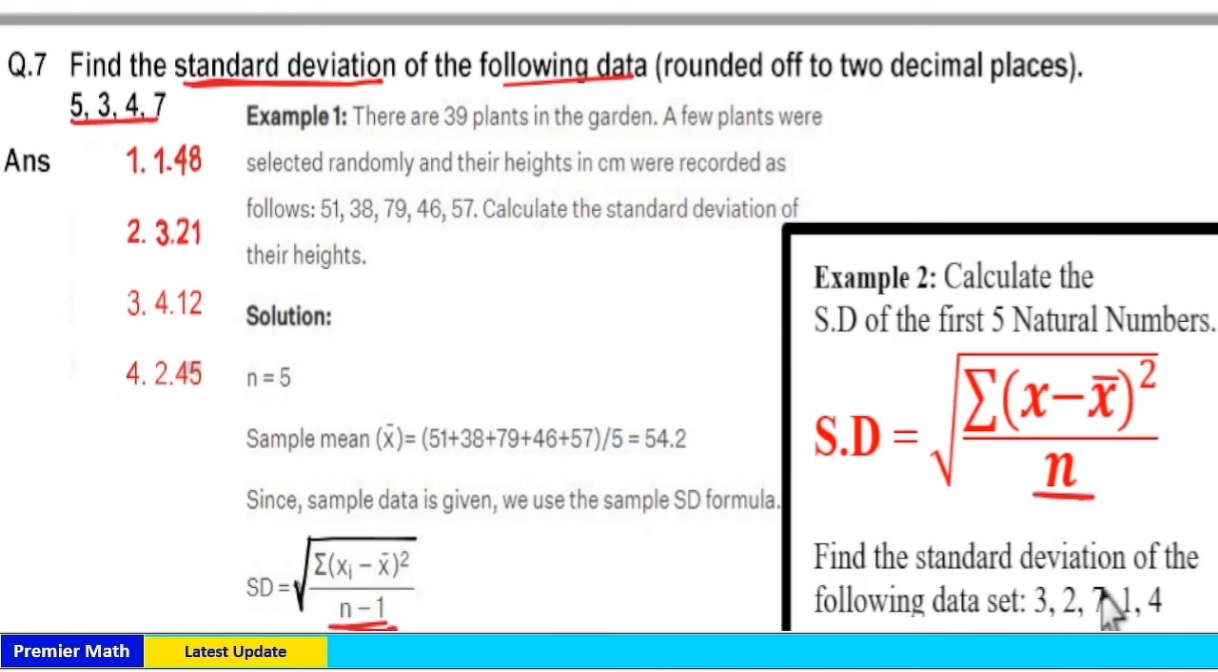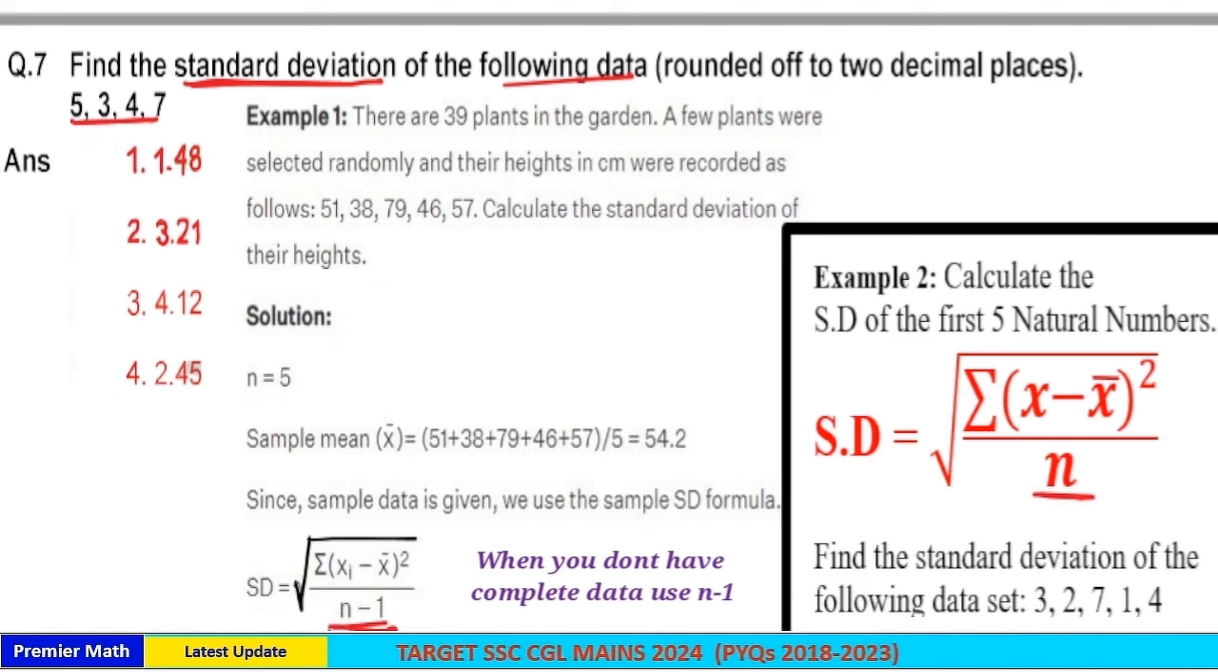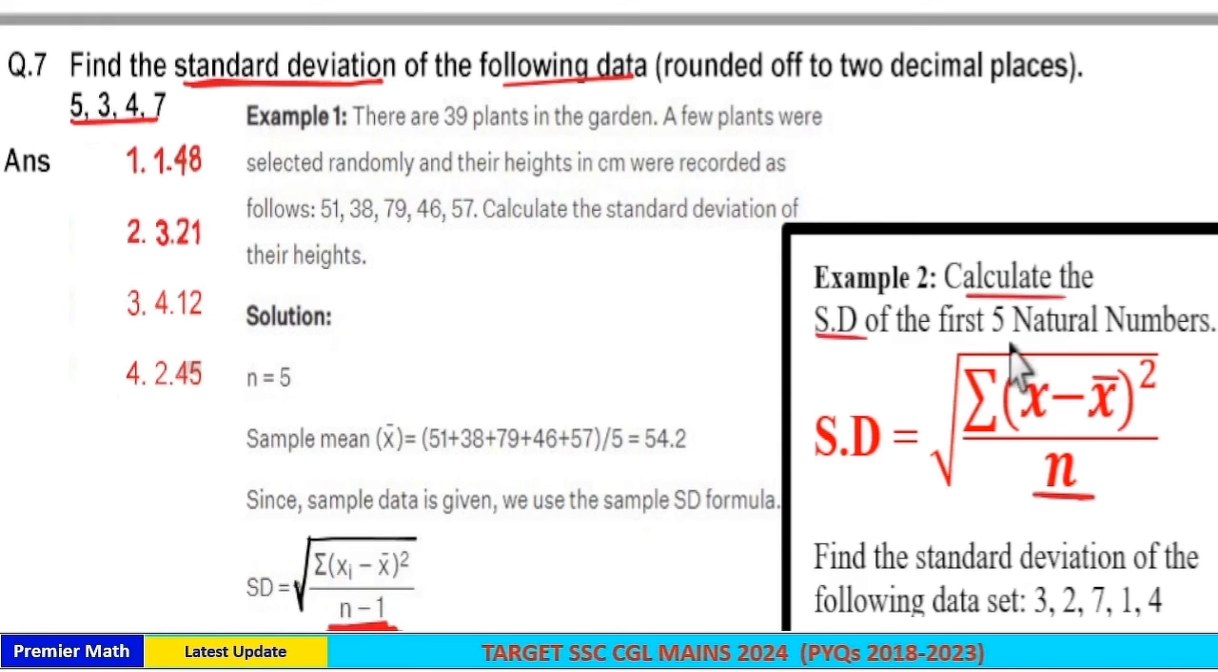If you have data of the whole population, you should use n in the denominator. If you don't have data of the whole population, then you should use n minus 1 in the denominator. That is, if you only have sample data out of this total population or entire population, you should use n minus 1 in the denominator. Now, an example for the first is, calculate the standard deviation of the first 5 natural numbers.